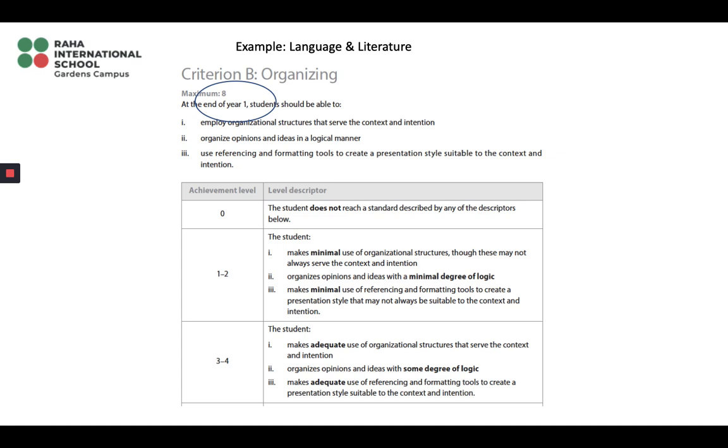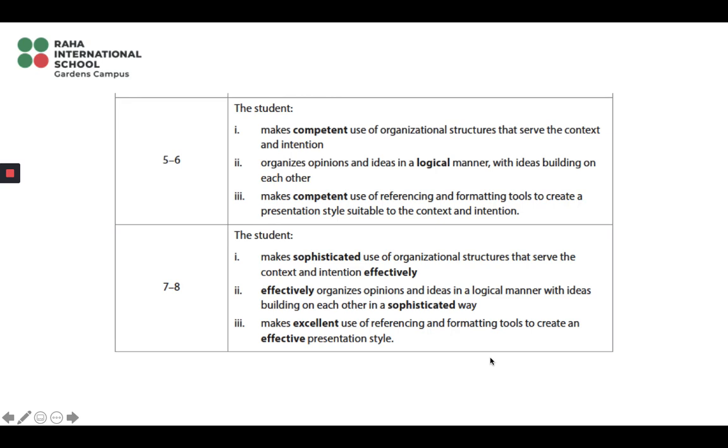So this is Year 1, which is grade 6. And these are the strands 1, 2 and 3. Each of these rubrics follows the same structure, divided into levels 1 to 2, 3 to 4, 5 to 6, or 7 to 8. Based on whatever the assignment, project, task, or test happens to be, the teacher will mark each of these strands.